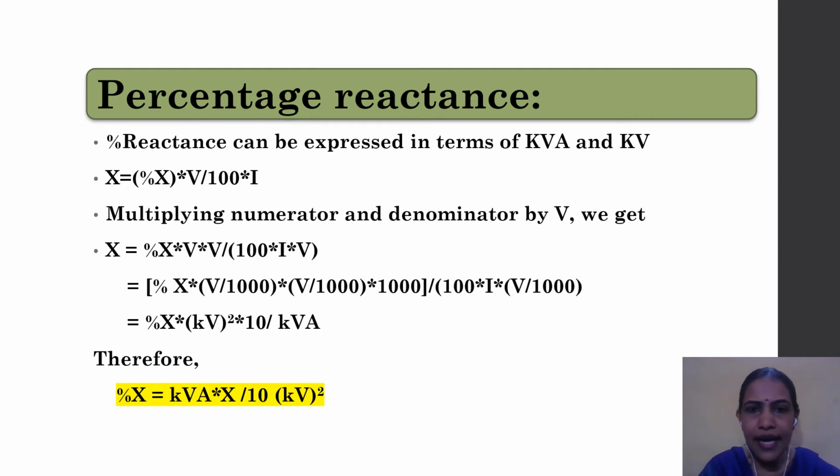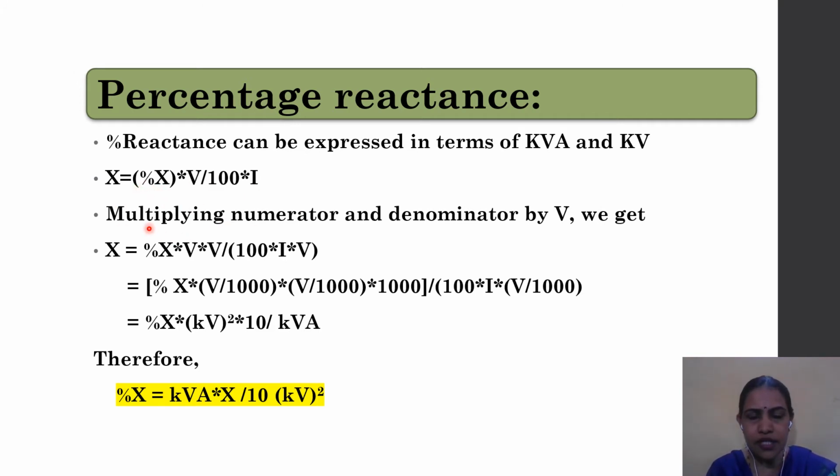Percentage reactance can be expressed in terms of kVA or kV. So we are able to convert or represent percentage reactance in terms of either kVA and kV. To convert it, we have a simple procedure. I am considering here reactance X is equal to percentage X into V divided by 100 into I. So the previous formula I have converted into this one.